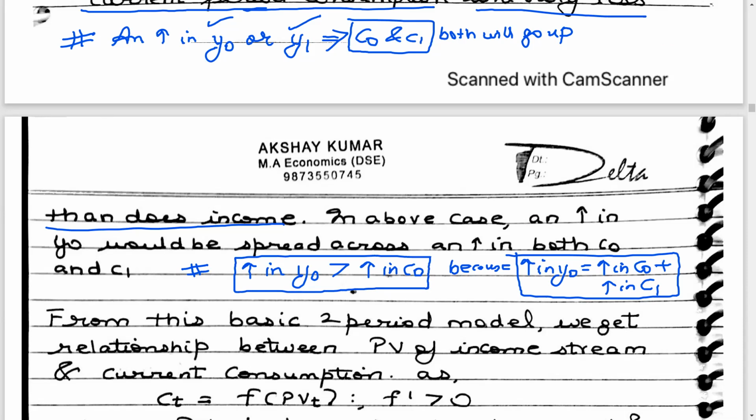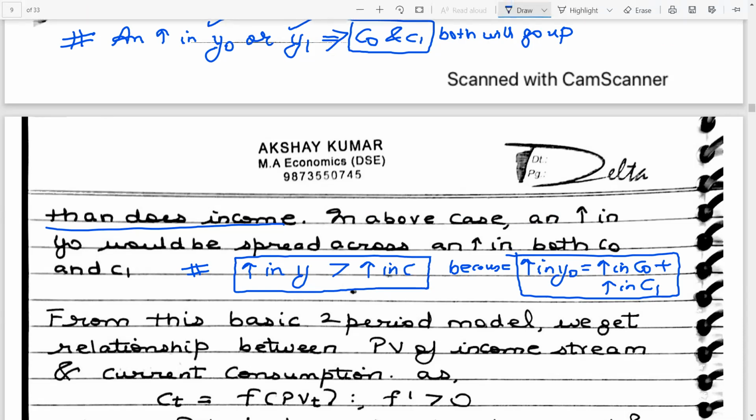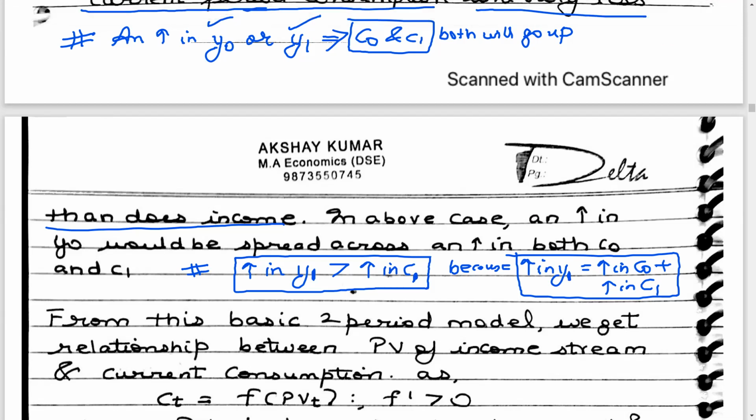Same thing I can say in terms of Y1 and C1 also. Similarly, the increase in Y1 will be greater than the increase in C1 because the increase in Y1 will be equal to the increase in C0 plus the increase in C1. So I can make the same logic. I can say similarly that the increase in Y1 is greater than the increase in C1. Why? Because the increase in Y1 is the increase in C0 plus the increase in C1. So that means in any period, the increase in consumption will always be less than the increase in income.